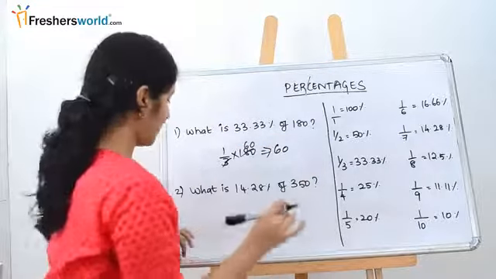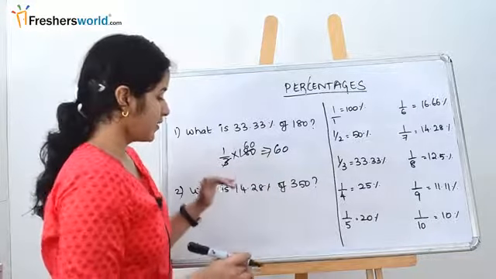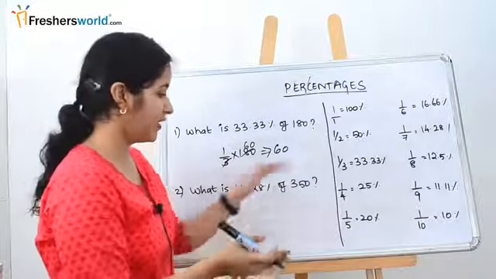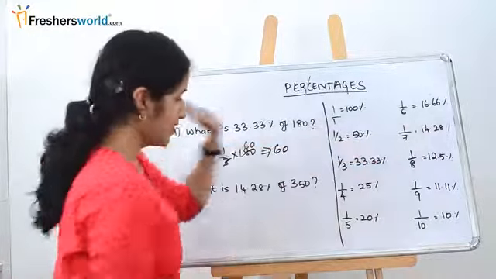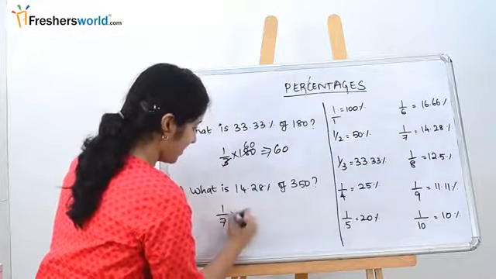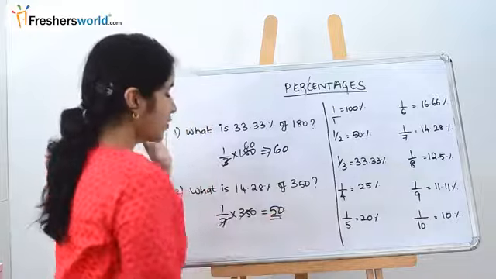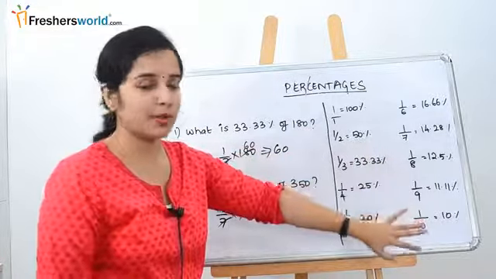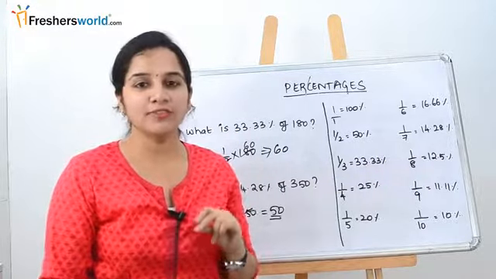Let's solve another problem. They have asked us what is 14.28% of 350. Instead of taking the elaborate method of 14.28 divided by 100 into 350, you know 14.28% is nothing but 1 by 7. So directly you take 1 by 7 into 350 and it's nothing but 50. This is the main reason for knowing these things. It's very simple to remember. If you remember this, most of the percentage problems can be solved within 5-6 seconds.